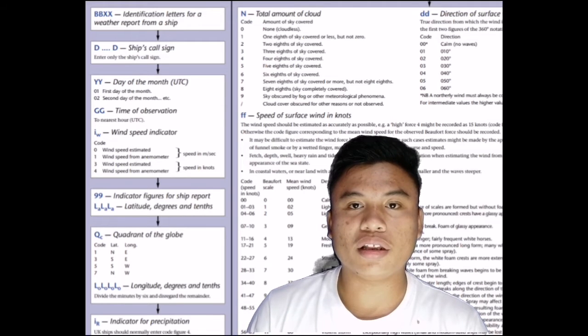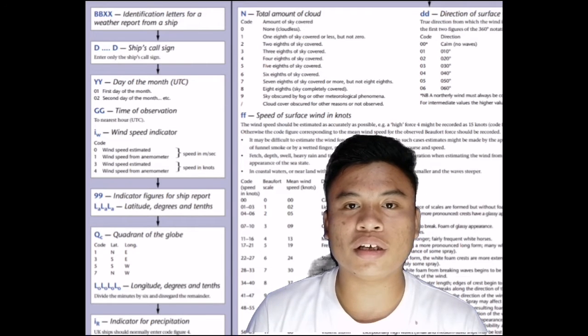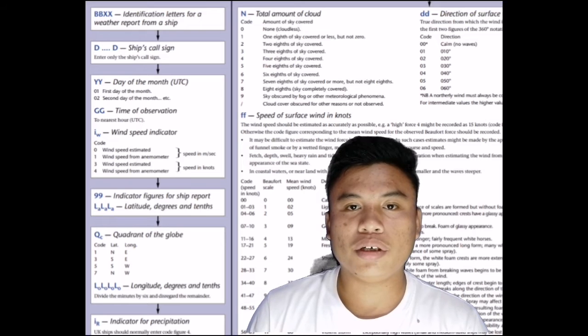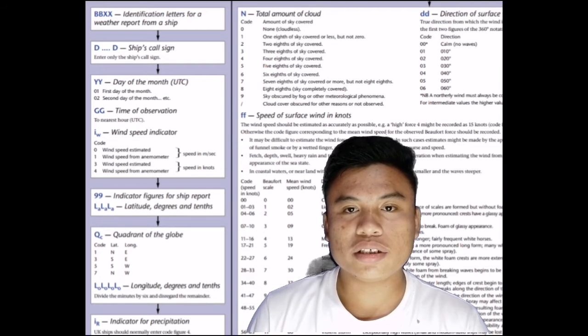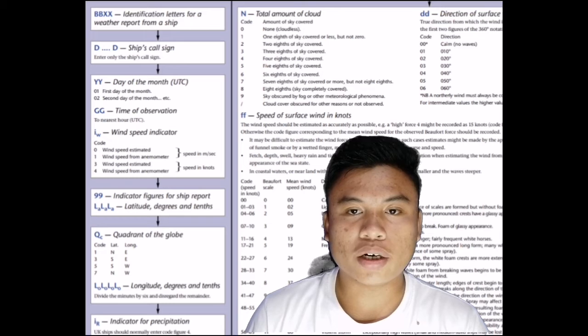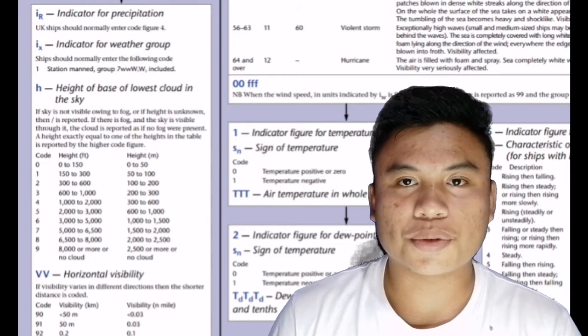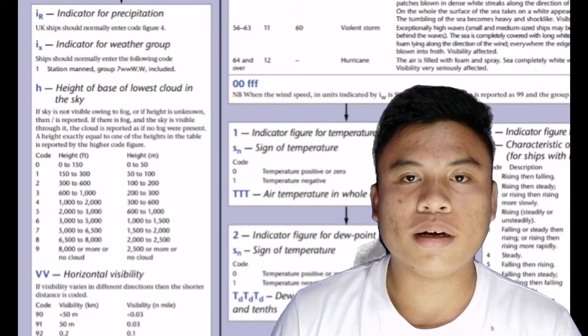YY, which is the day of the month; GG, which is the time of observation; IW, which is the wind speed indicator; 99, the indicator figures of ship report; LA or the triple LA, latitude degrees and tenths; QC would be the quadrant of the globe; LO would be the longitude degrees and tenths; IR would be the indicator of precipitation. The IX would be the indicator for weather map.